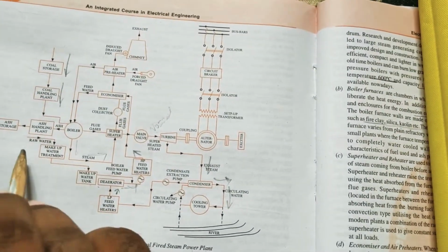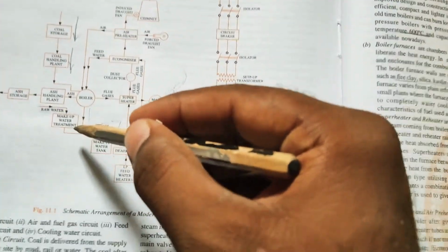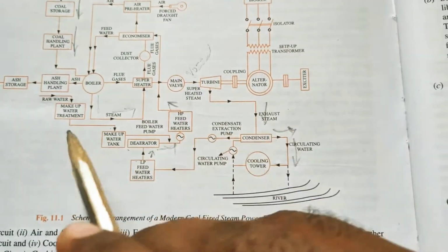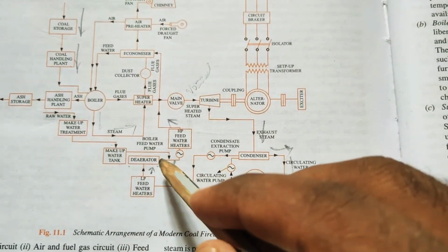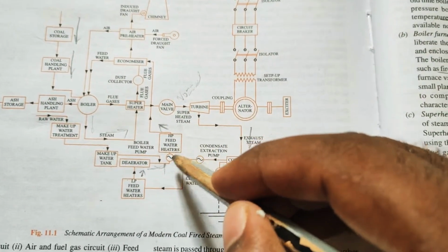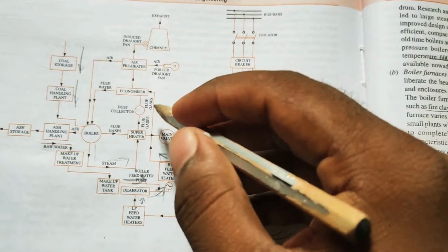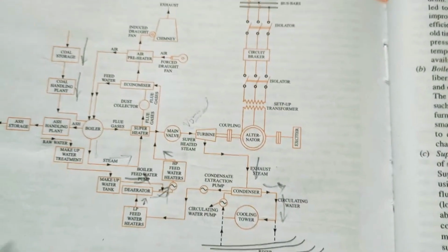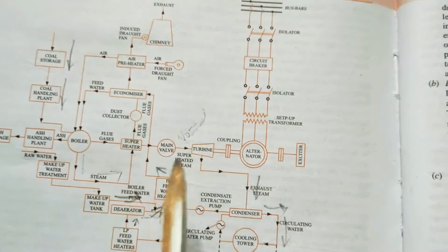Okay, and this raw water is sent here. Raw water is sent to makeup water treatment, and that is sent to the makeup water tank, and that is also sent to the deaerator, and also the high pressure feed water heater. Like this, all this water, that is feed water, will be sent to the boiler. That boiler boils that water into steam.